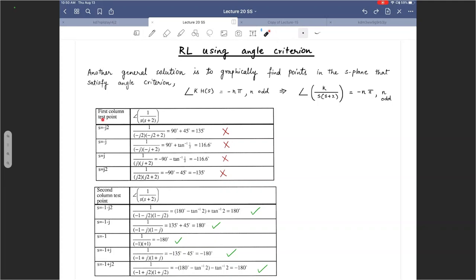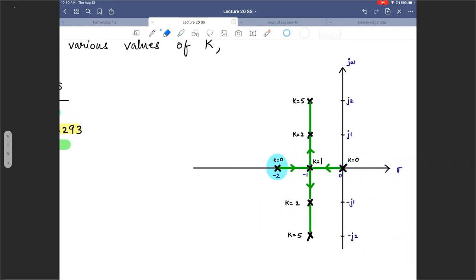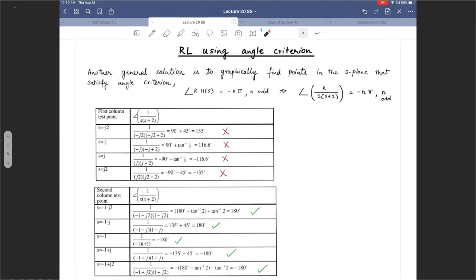for the first column of test points, the second column of test points, and so on. So what is my first column of test points? I'm going to erase this, and I'm going to say this is my first column, the j omega axis. I'm going to take these specific 5 points and evaluate the angle criteria for those test points. I only have 4 of them, so I'm ignoring the origin here: s equals -2j, -j, j, and 2j, right?